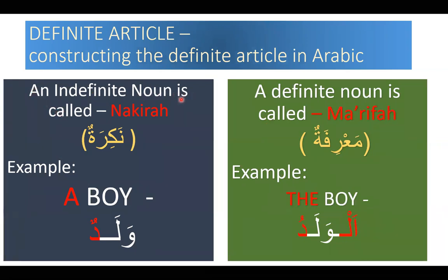So let's identify some of the laws that govern it. An indefinite noun is called nakiratun. This is mentioned in the text as well. You can always reference this in your text on page 21. You'll have these terms coming. Nakira is the indefinite noun, and the noun that has al is known as ma'rifa. Ma'rifatun is the definite noun. So your waladun is nakira, but al-waladu is ma'rifa.